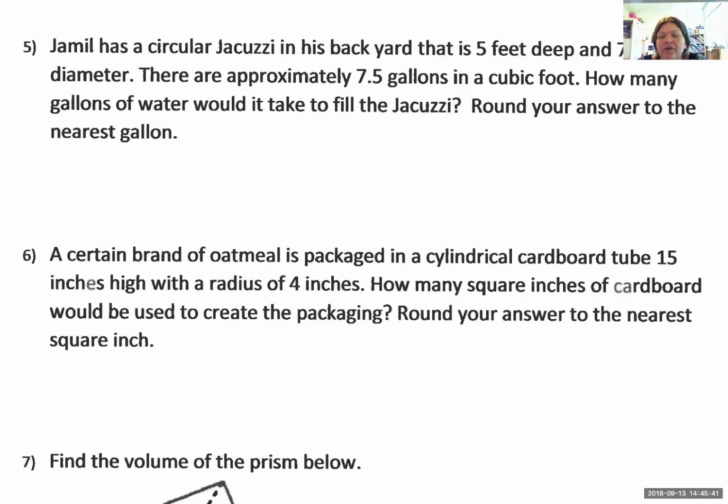So number 5, Jamil has a circular jacuzzi in his backyard that is 5 feet deep and 7 feet in diameter. There are approximately 7.5 gallons in a cubic foot. How many gallons of water would it take to fill the jacuzzi? Round your answer to the nearest gallon.